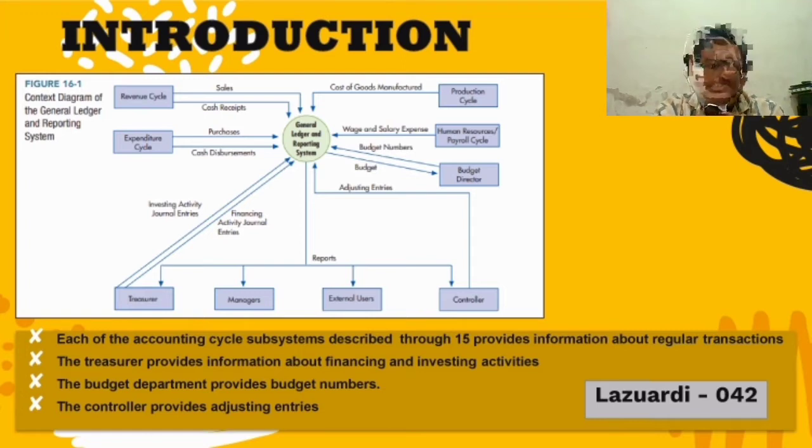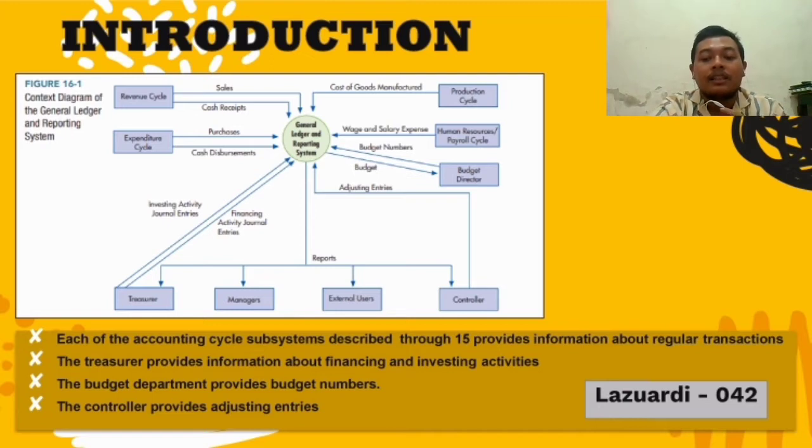The regular transactions we can see from the blue arrow going through the middle of the picture, which is the general ledger and reporting system. It means that the general ledger and reporting system plays a central role because the transactions from every cycle that happens in a company go straight to the general ledger and reporting system.